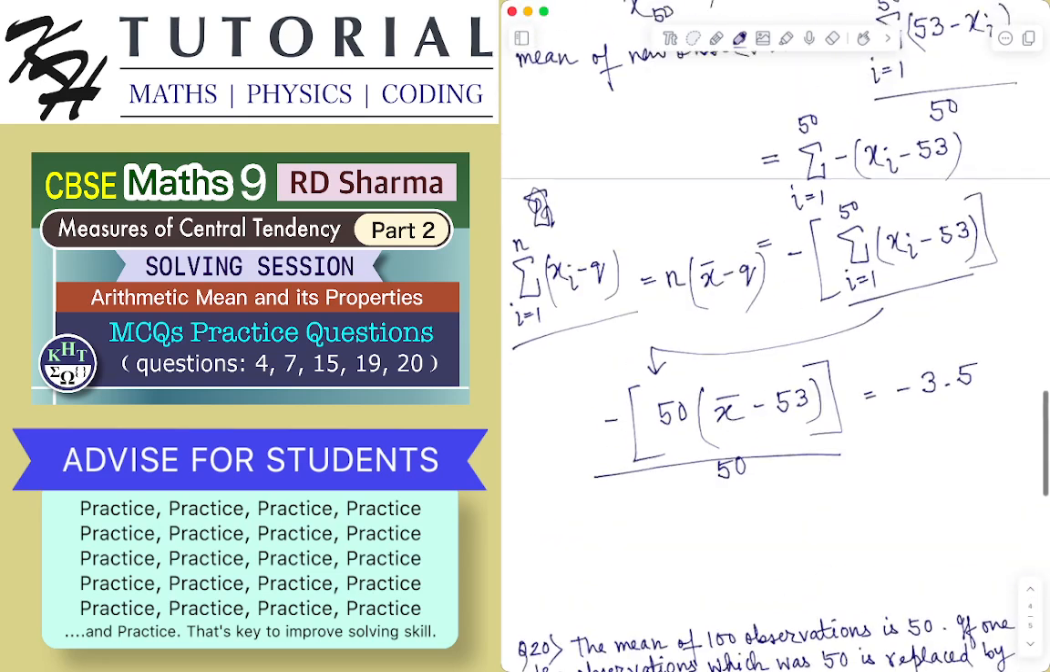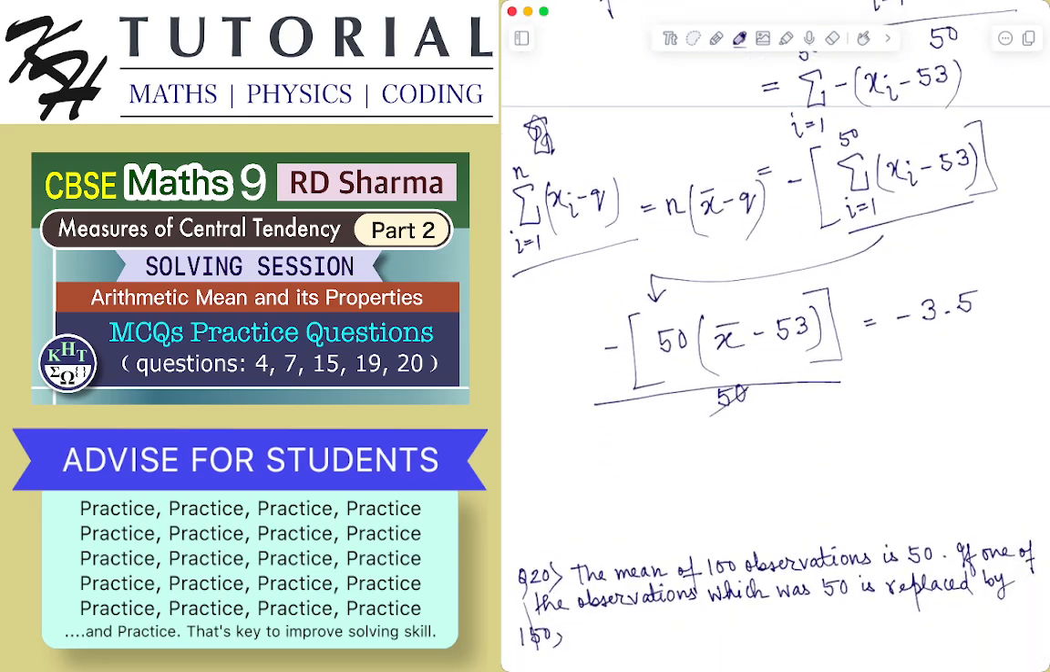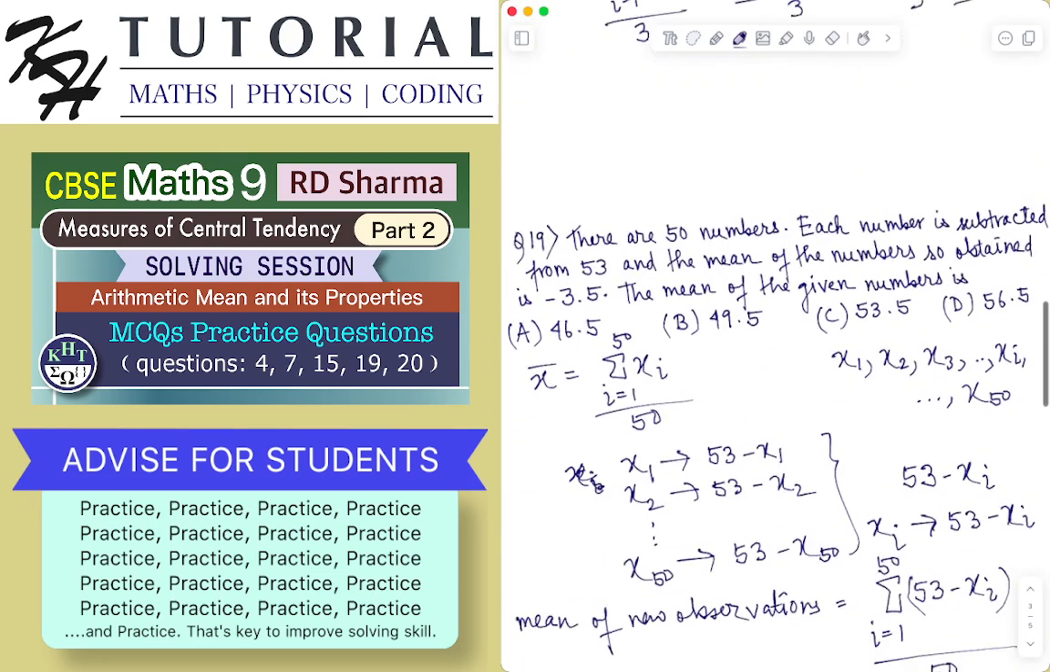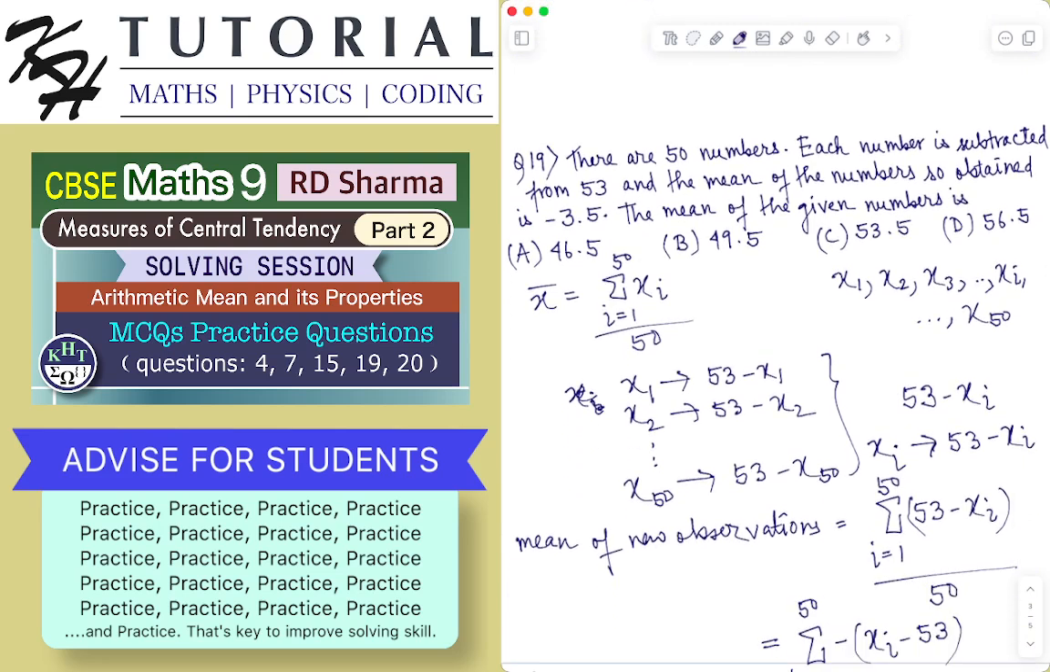So 50 will cancel out from here, and also we can cancel out the negative sign from both the LHS and RHS. So we get x bar minus 53 is equal to 3.5. So this implies x bar is equal to 53 plus 3.5, which is 56.5. So the mean of the original 50 numbers is 56.5. So the correct choice is D.